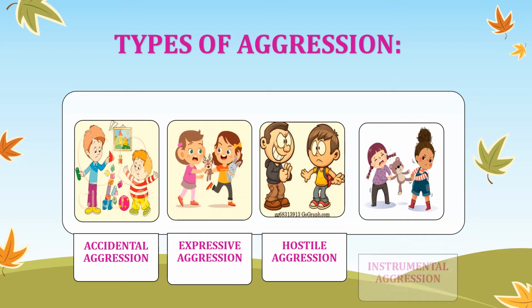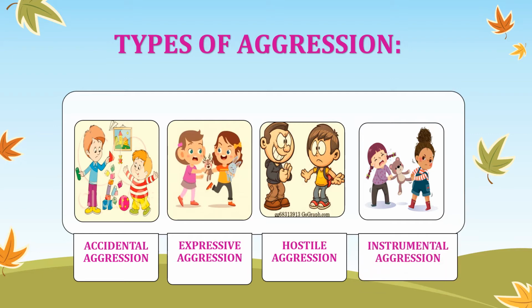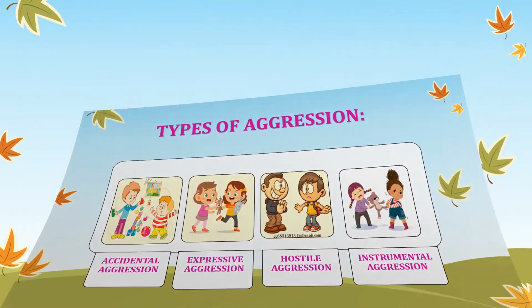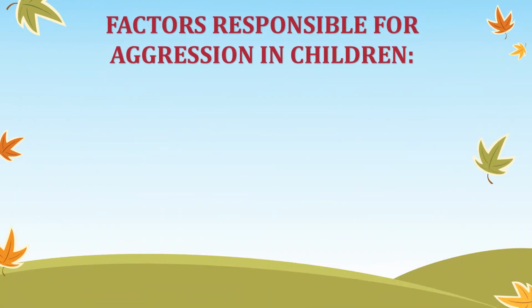Number 4. Instrumental aggression. It occurs when children fight over objects, territory or rights, and in that process someone gets hurt. When both children think that they are the line leader, their goal is to gain control, and in that process someone gets hurt. We will further discuss the factors responsible for aggression in children.